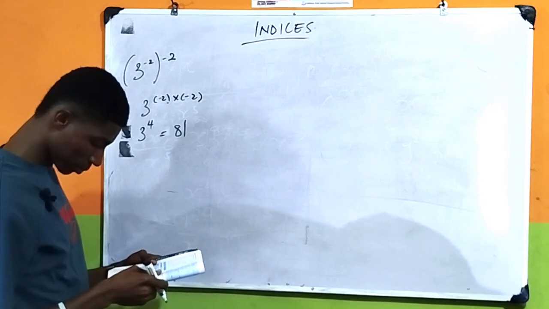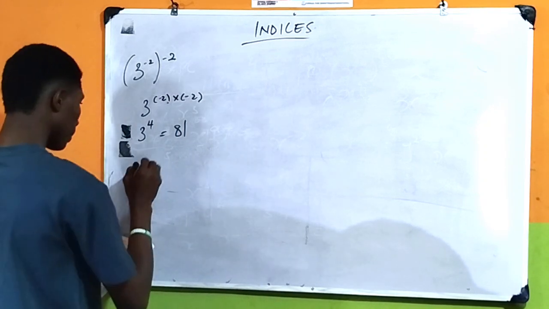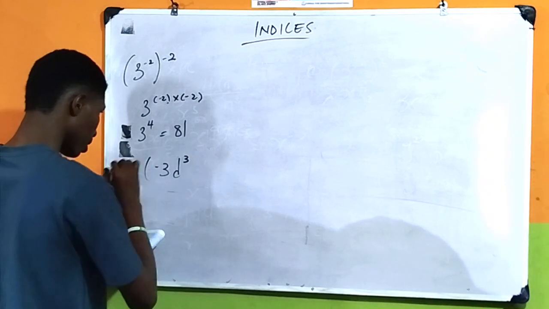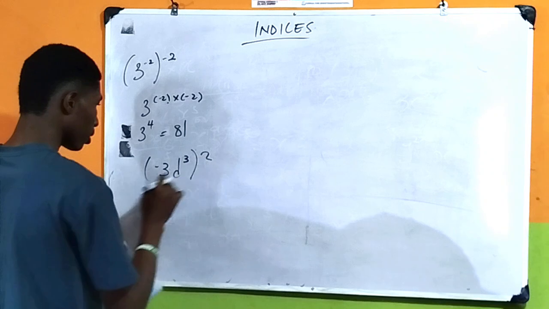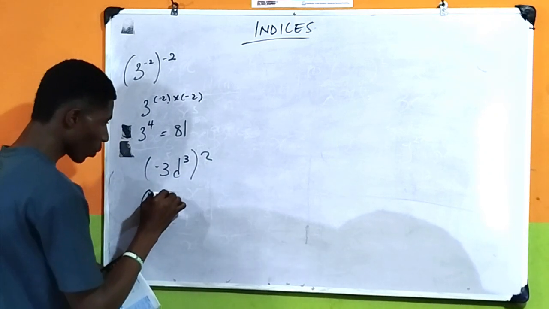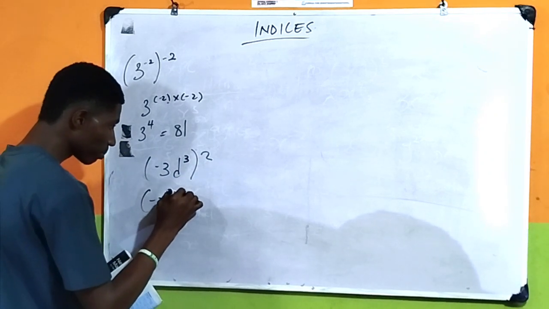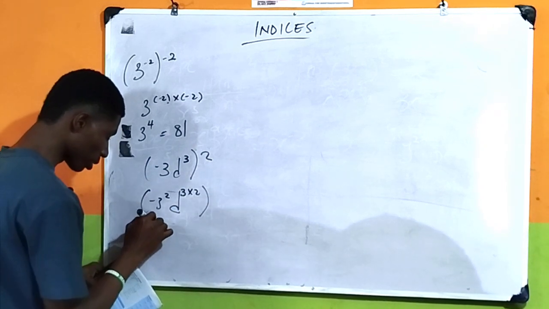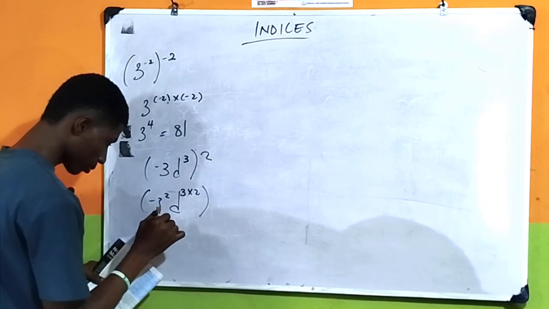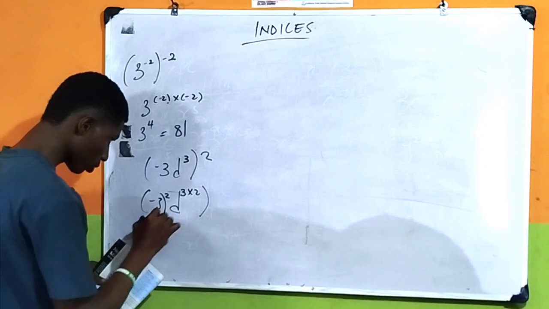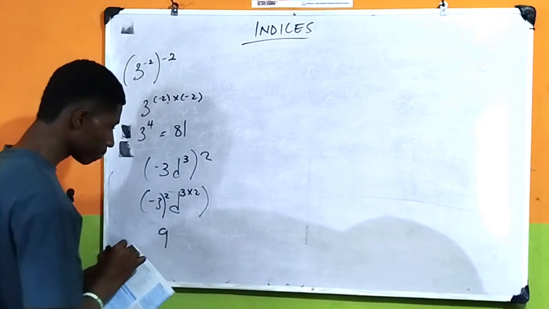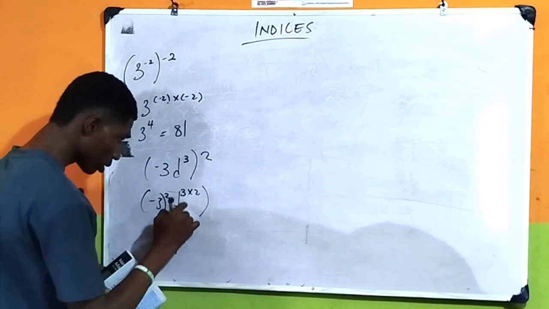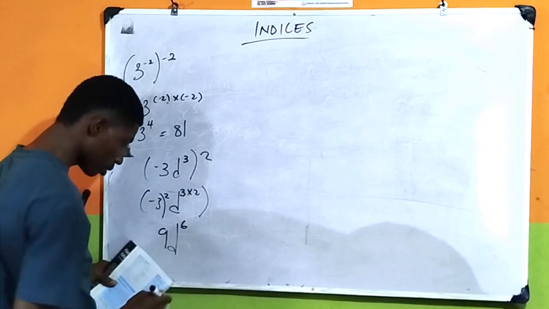Then we take minus 3 d cubed, another example, all squared. So I have minus 3 squared, d cubed times 2. Minus 3 squared is 9. And d power 3 times 2 is d power 6.